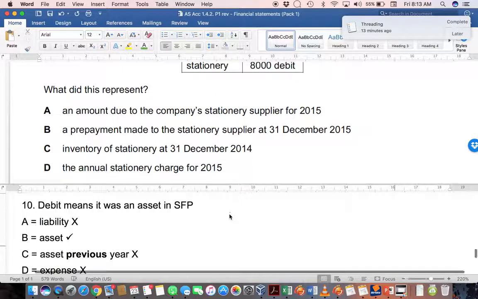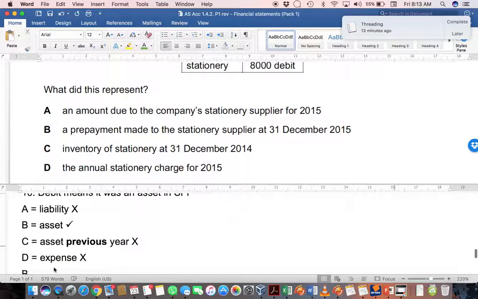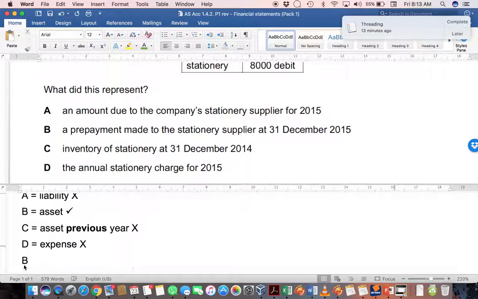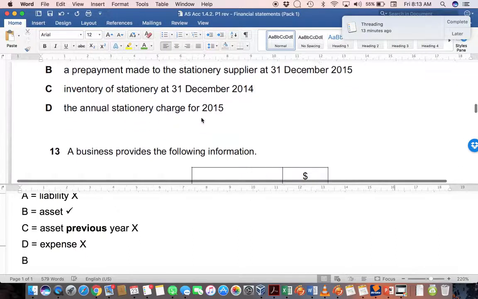And D, the annual stationery charge for 2015, D is referring to the expense for the year, which cannot be, because we're looking at the statement of financial position, not an expense. And so therefore, B will be the answer that we need to use.